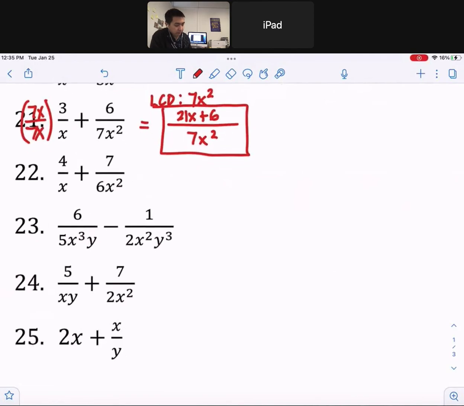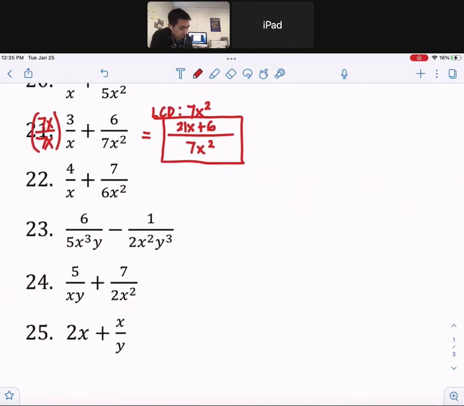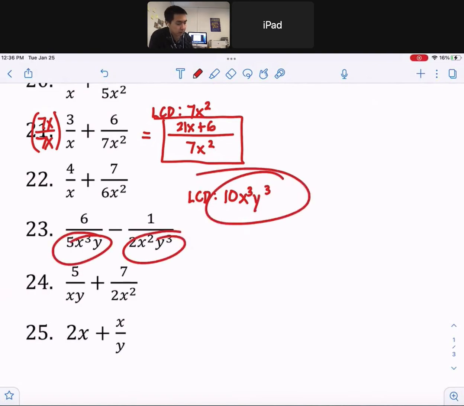Okay, 23. So the LCD for 23, you guys. Let's see. There's a 2 and a 5, which are different, so multiply those together, which is 10. They both share an x, so which one's higher? X to the third. They both share a y, which one's higher? Y to the third. So we have to get both of these denominators to match up with 10x to the third, y to the third.